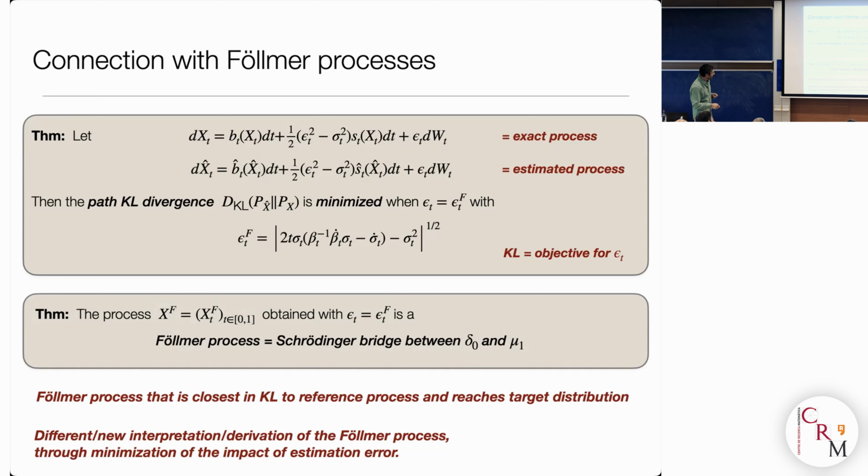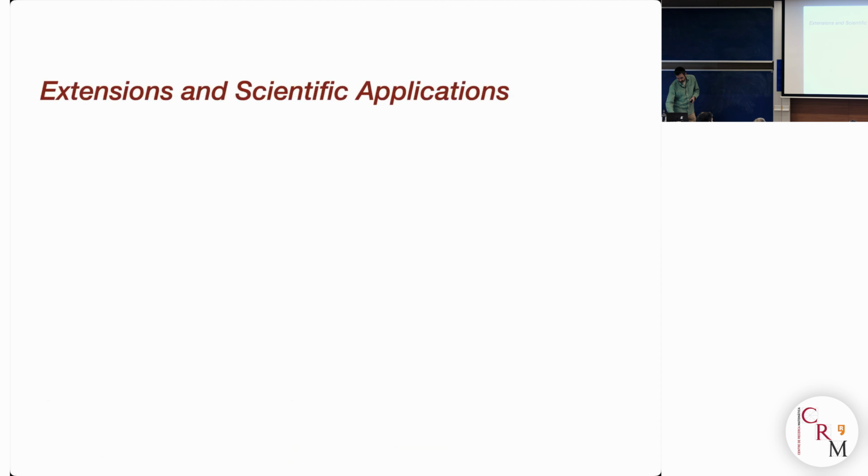So the standard definition of former processes is what I just said. It's the process that is the closest in KL to a reference process but reaches the right target distribution. And this gives you a different, and as far as we know, a new interpretation of this, which is just to say, well, you can also get them by requiring, from a more statistical standpoint, that you minimize the impact of the estimation error on the generation error. Okay? So that was it for the alpha and beta, and the choice of diffusion coefficient.